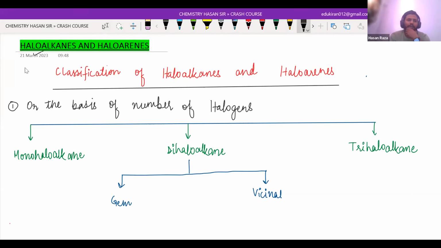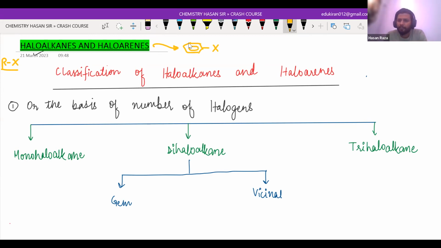As you know, this halo stands for X, and alkane is basically your R. So RX is haloalkanes or alkyl halide, and haloarenes means X and arenes for benzene. So we are going to study haloalkanes and haloarenes.